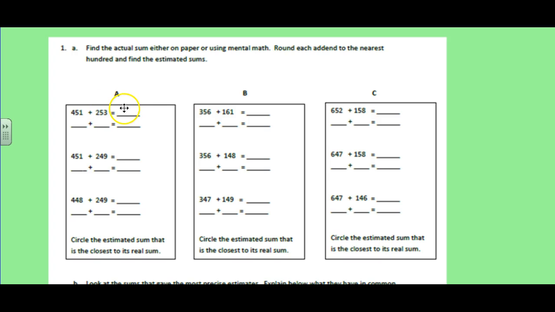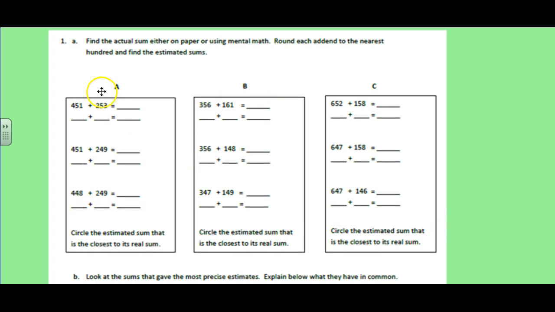So I'm going to do a few with you, and then I'm going to have you work on some yourself. So let's just look at this first column. And I want you to notice at the bottom of each of these boxes, it says circle the estimated sum that is the closest to its real sum.